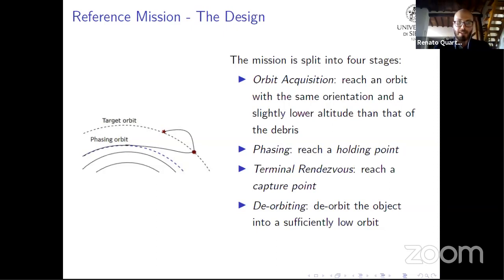Then, with the terminal rendezvous, starting from this holding point, the objective is to reach the capture point, from which the satellite will launch the capture device in order to catch the debris. At the end, the satellite will take the object into a sufficiently low orbit in order to make the atmospheric drag burn it.